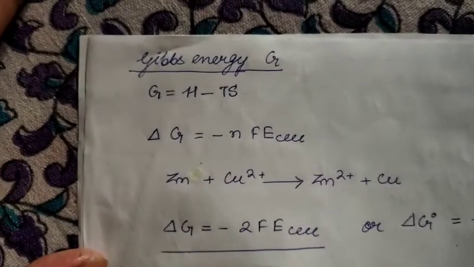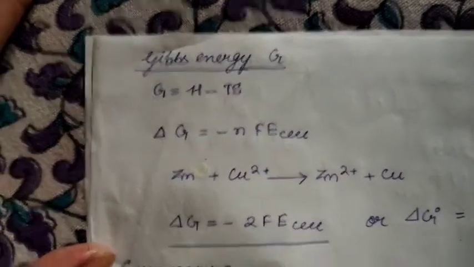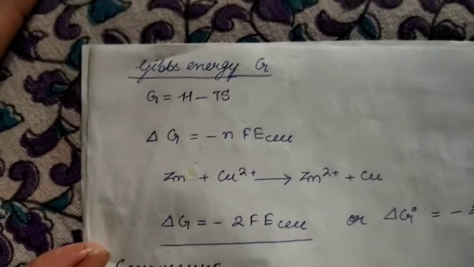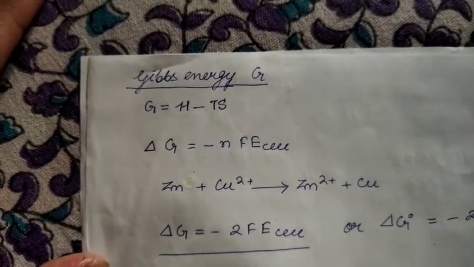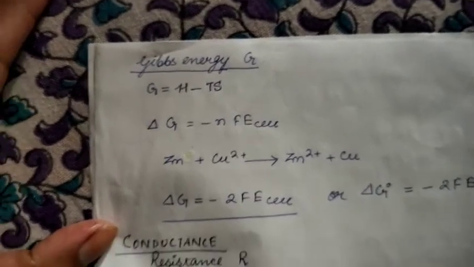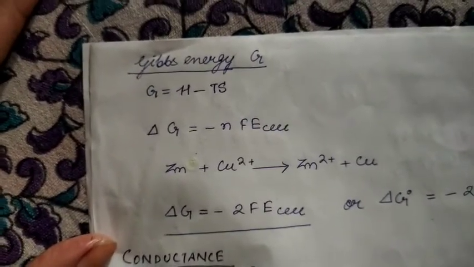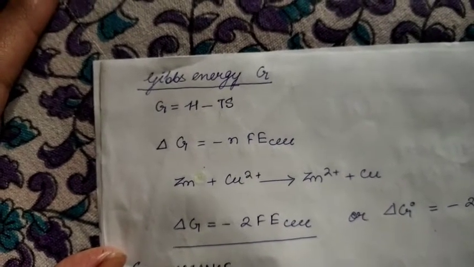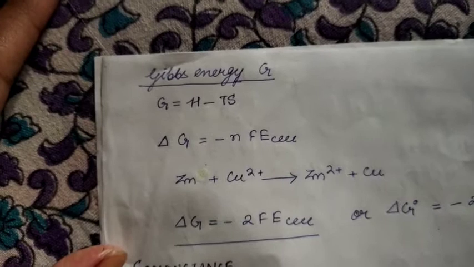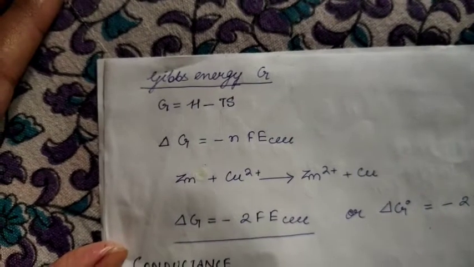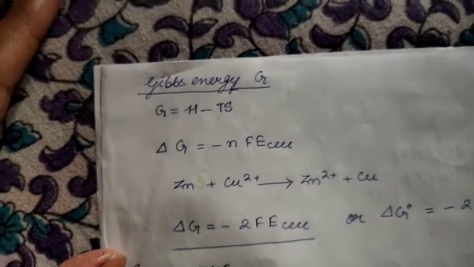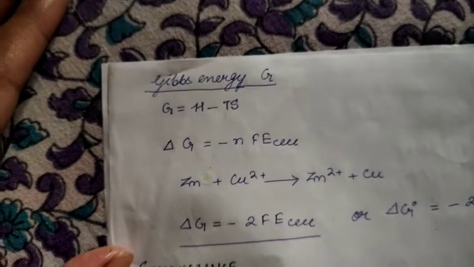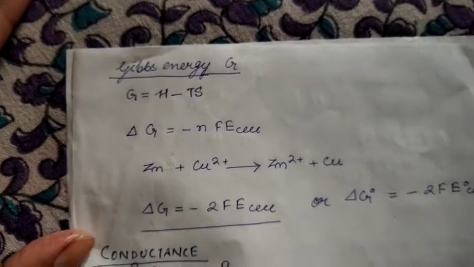And the formula for Gibbs energy was G equal to enthalpy minus the product of temperature and entropy. What was entropy? Entropy was the randomness of a system. Now you can relate the E cell potential of a cell with the Gibbs energy, and that formula is delta G, change in Gibbs energy, equal to minus n F E cell. So this F is the Faraday's constant you have to put, and n is the number of electrons involved.